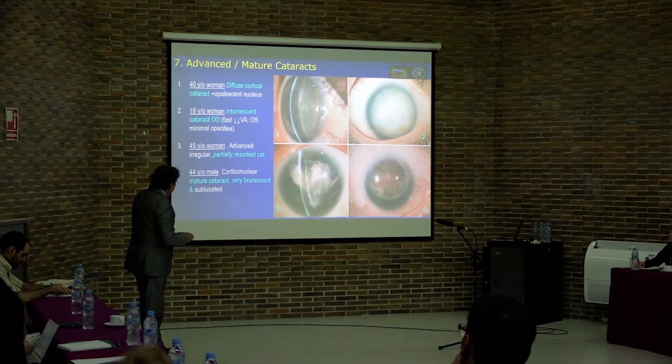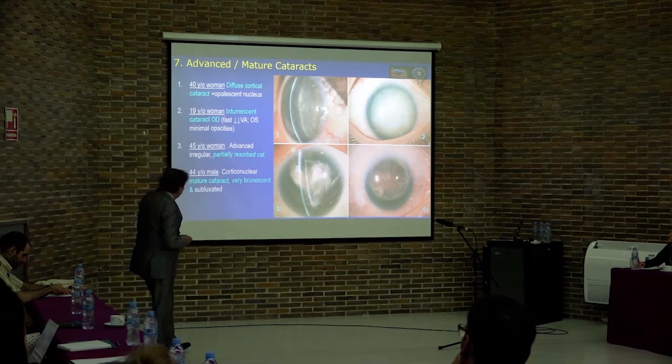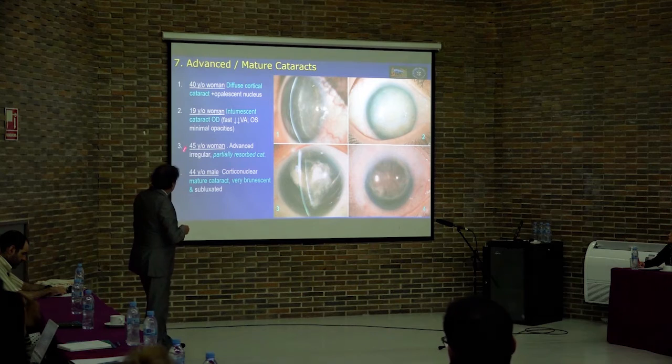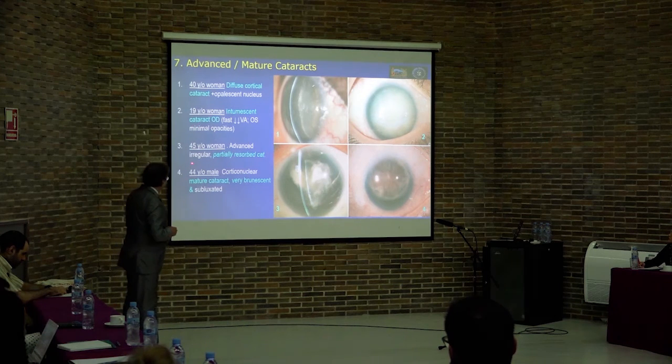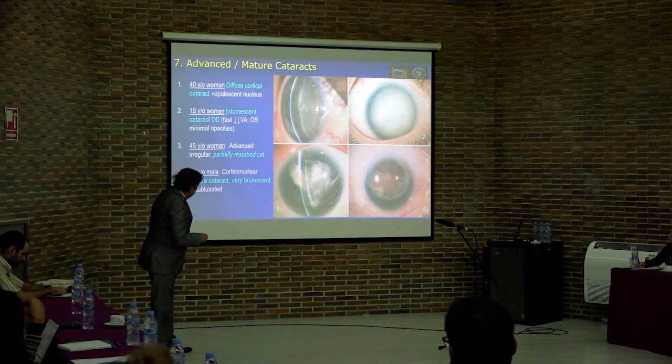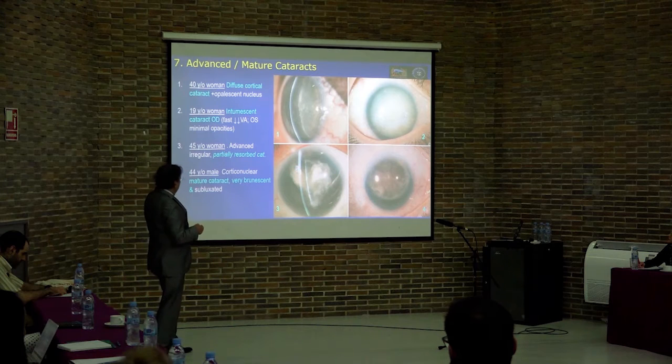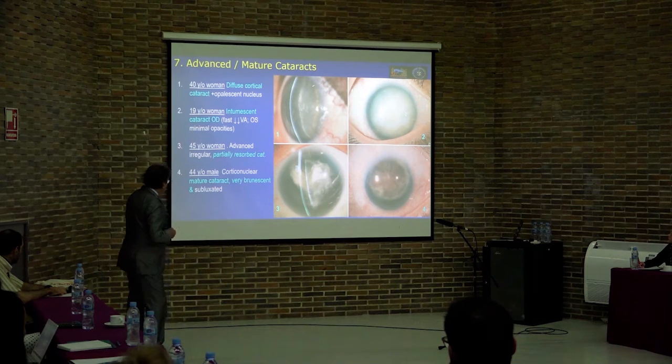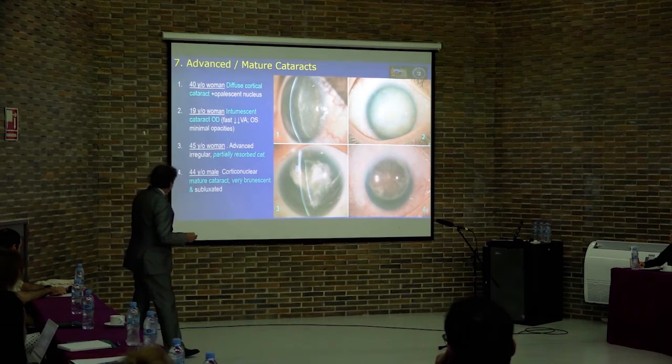Here is an interesting case of cataract resorption in an older patient, 45-year-old, and cataract is advanced. It's a little bit irregular, but this phenomenon of cataract resorption has been found in some cases with Aniridia. And finally, we have this male with classical mature but very opalescent cataract and subluxation.